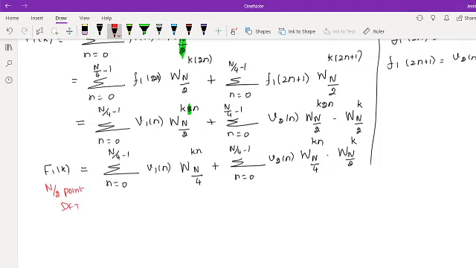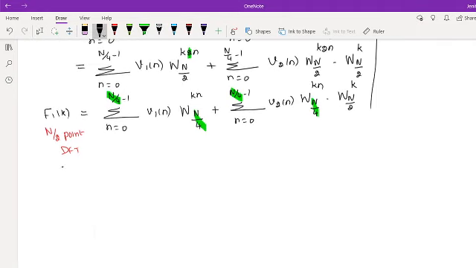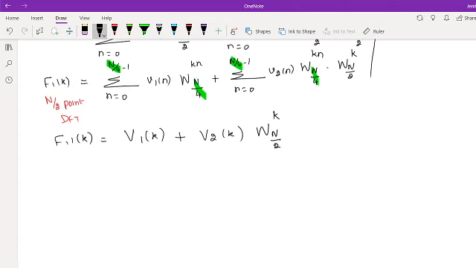This is calculated from N by 4 points. If you see, this is an N by 4 point DFT, and this is also an N by 4 point DFT. So we can write the formula: f1 of k is equal to v1 of k plus v2 of k into W_{N/2} power k. That is, an N by 2 point DFT is calculated from N by 4 point DFTs. This is one N by 4 point DFT, this is another N by 4 point DFT, so two N by 4 point DFTs are combined together and we get an N by 2 point DFT.